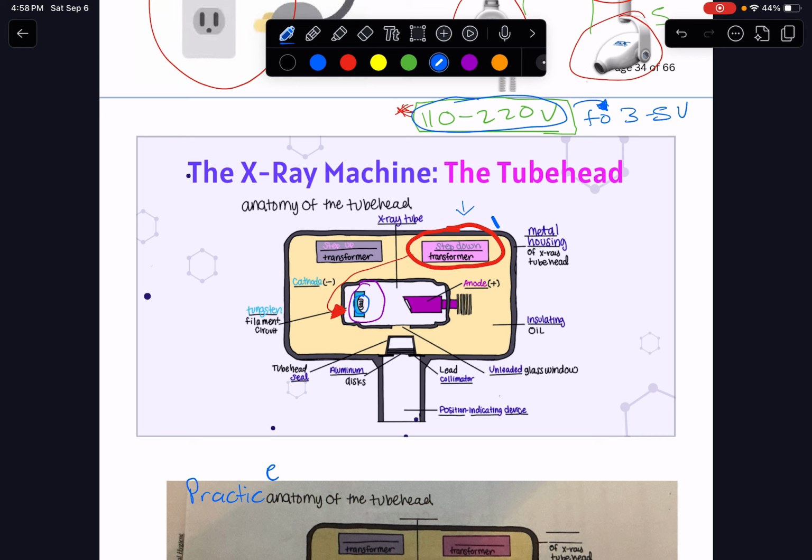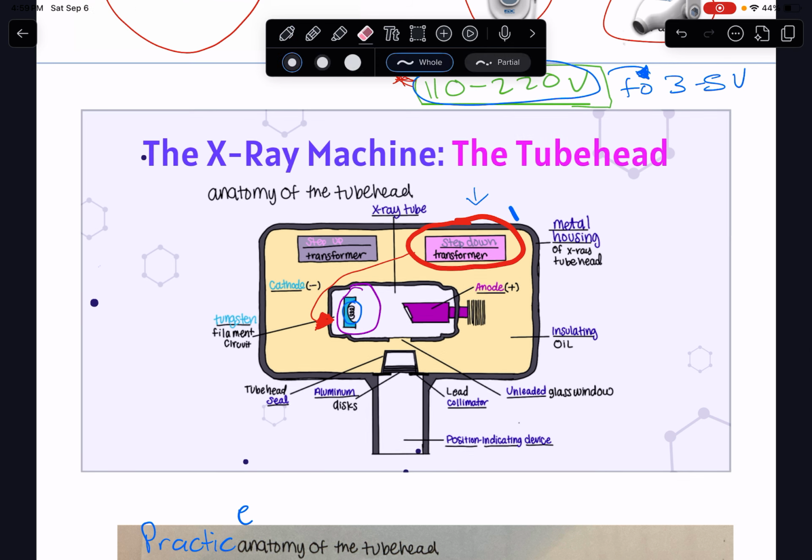Now we're in step 3. So the filament circuit uses 3 to 5, just like I mentioned, to heat the tungsten filament. Through thermionic emission, electrons are released from the tungsten filament when electrical current passes through and heats the filament. So because that is heated, now it can generate electrons. These little guys are electrons. Okay, so we got electrons from the heat, from that 3 to 5.